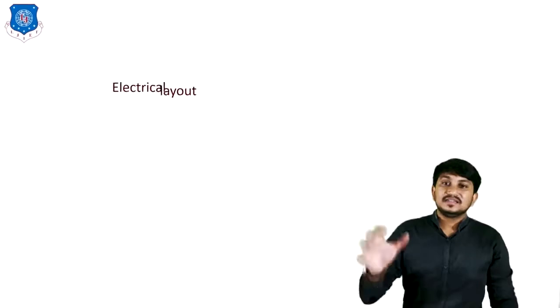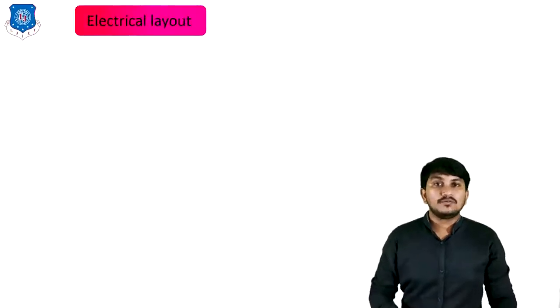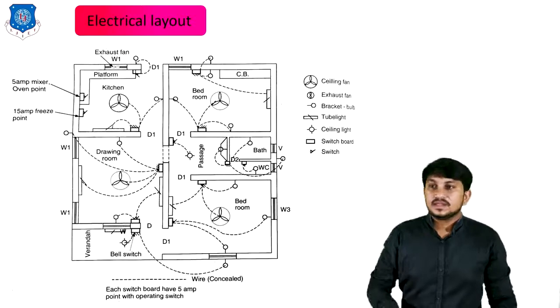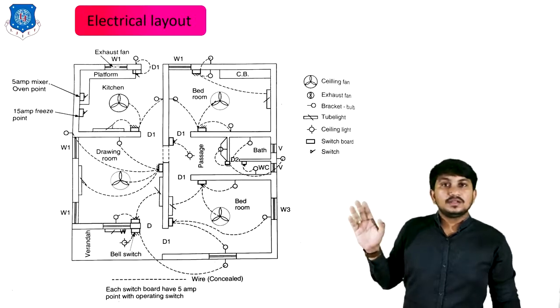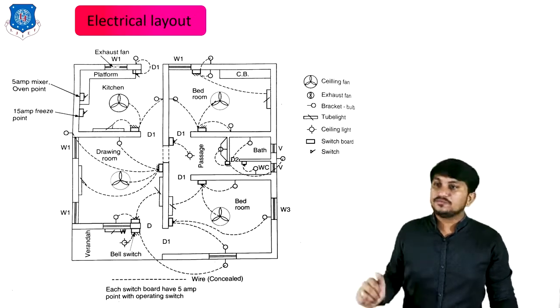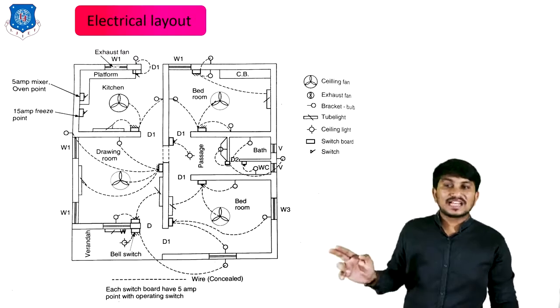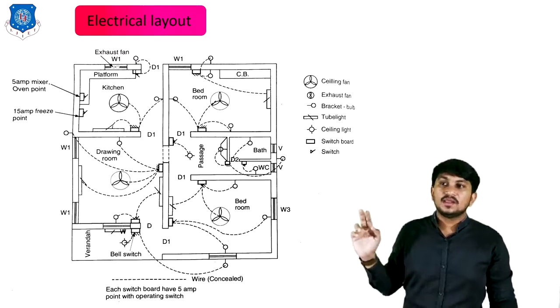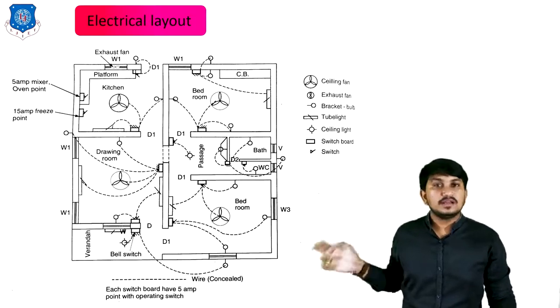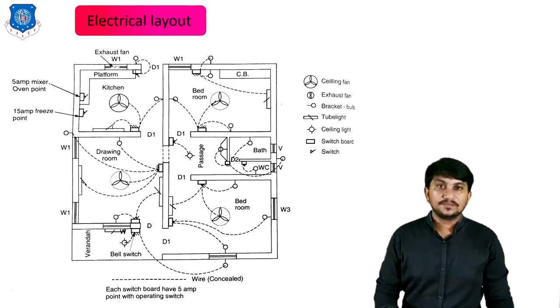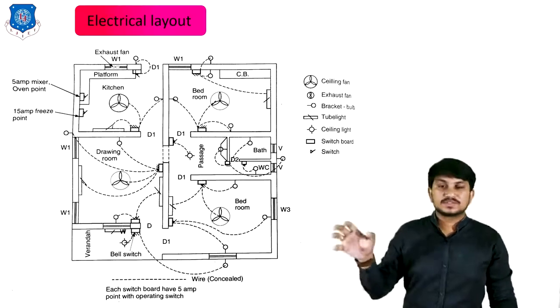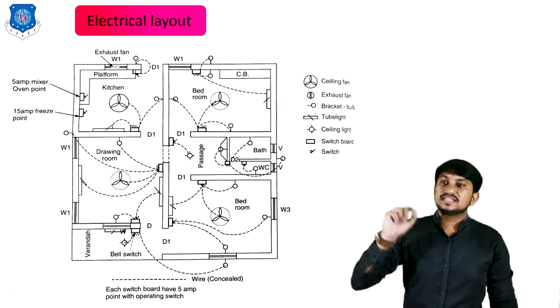Now let's discuss the electrical layout of a particular residential building. This is the electrical layout of a 2 BHK residential building, in which you can see two bedrooms, one drawing room, one kitchen, a bathroom, a water closet and one additional veranda. All the major rooms contain a ceiling fan.